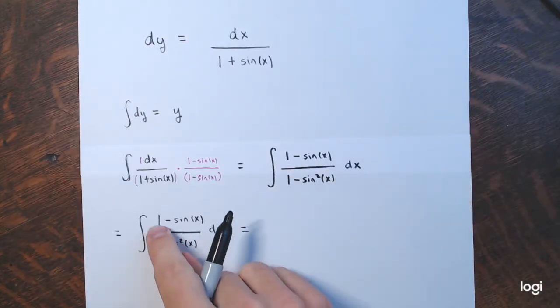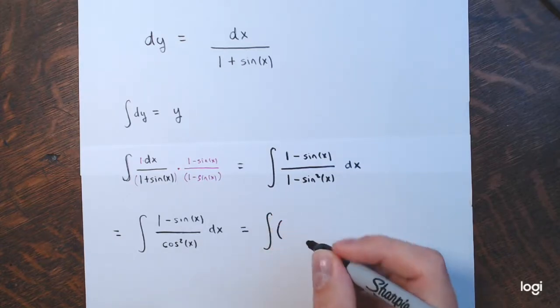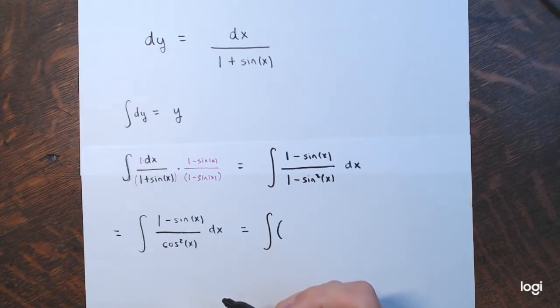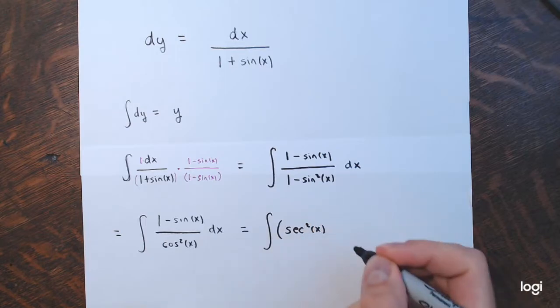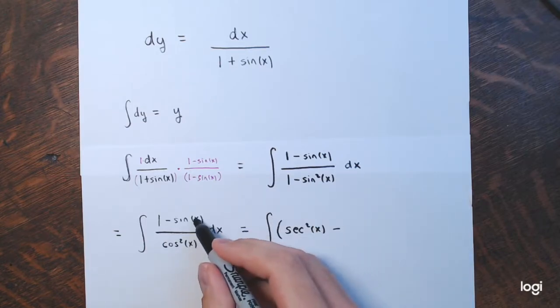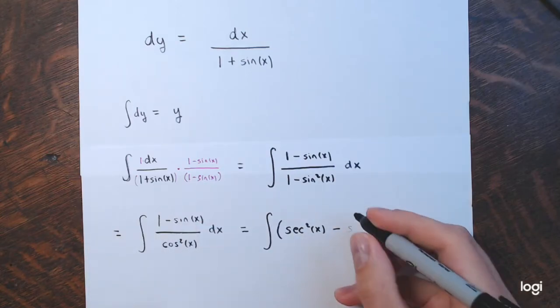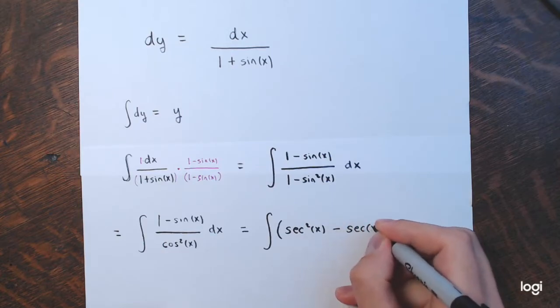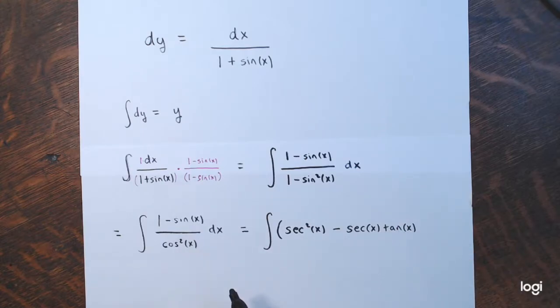If I divide each term in the numerator by cosine squared, we have the integral of, well, 1 divided by cosine is secant, so 1 divided by cosine squared is secant squared x, minus sine divided by cosine squared. Now you could do that with a u substitution, let u be cosine, but sine divided by cosine is tangent, and then you still have 1 over cosine left over, which is secant. So this is secant x tangent x, equivalent to sine of x over cosine squared x.